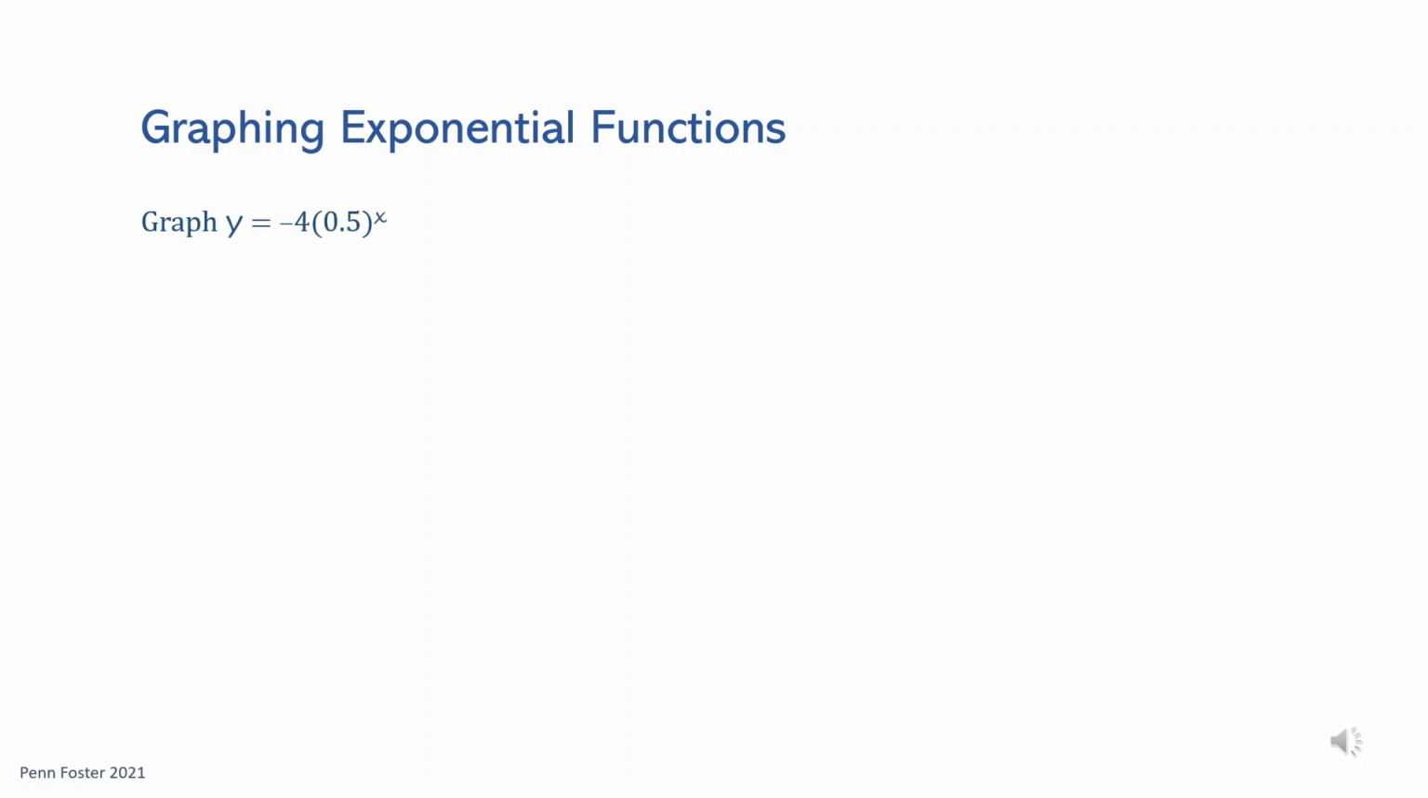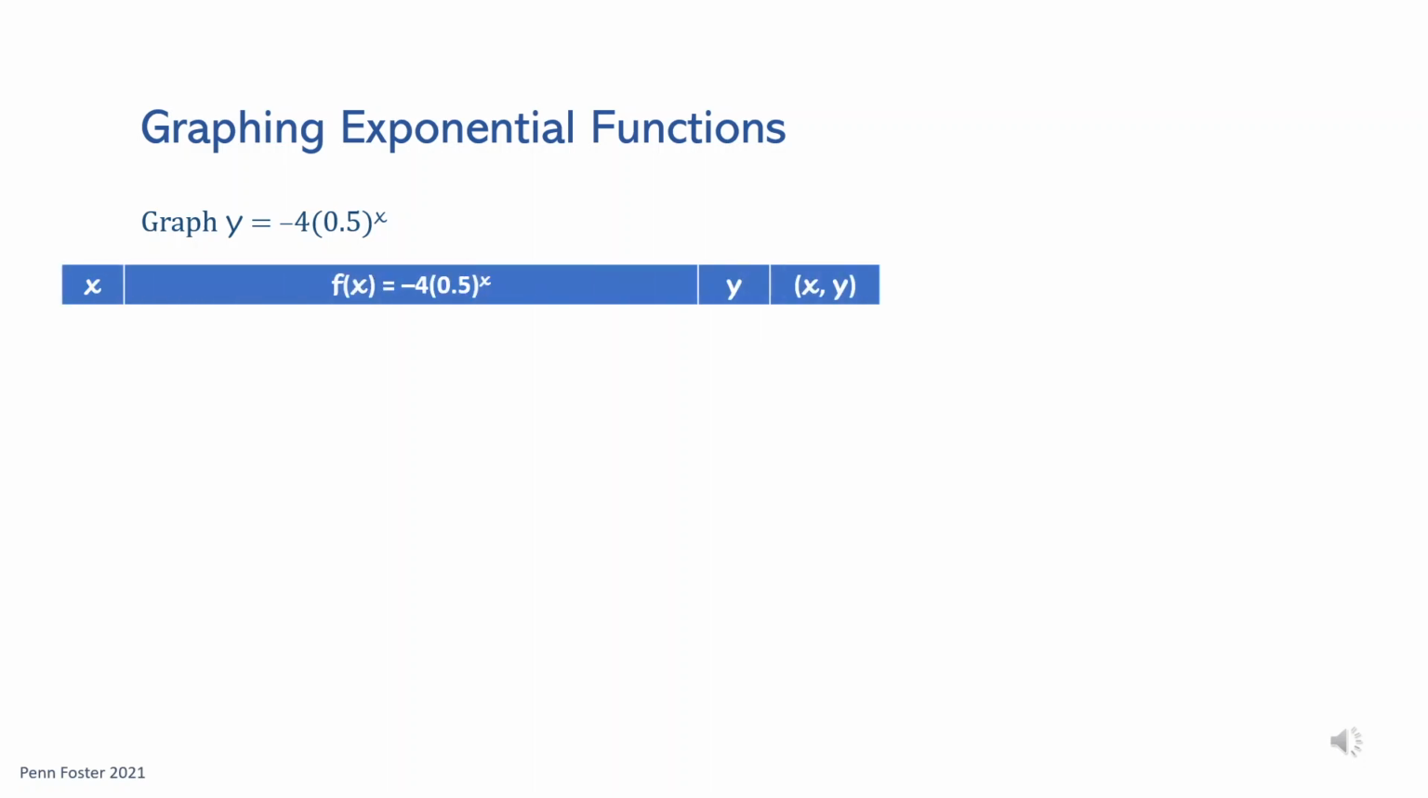Let's try another example. Graph the function y equals negative 4 times half to power x. Obviously, this is an exponential function since the variable x is the power. So we expect an elbow-like graph. Set up the table, choose random x values. In this example, the same 5 values are used from the last example.